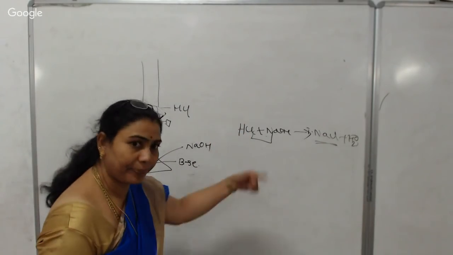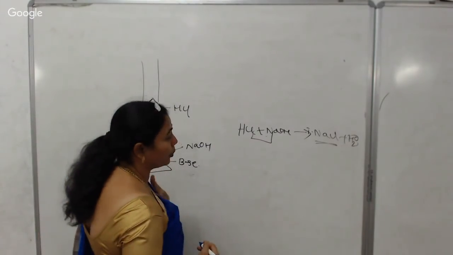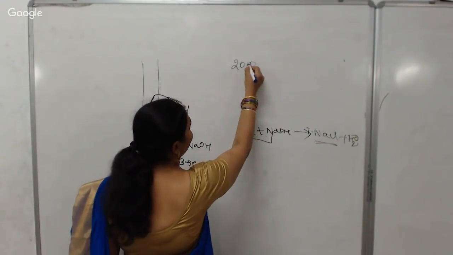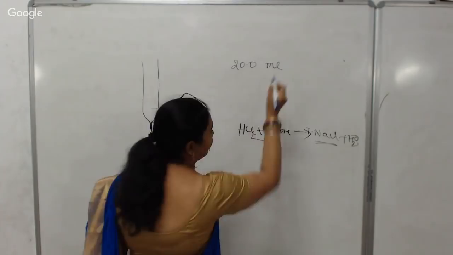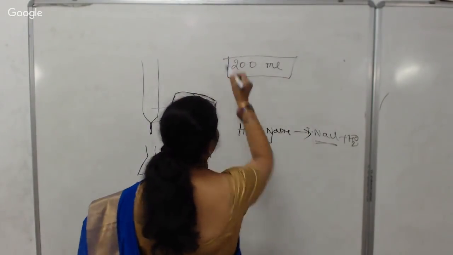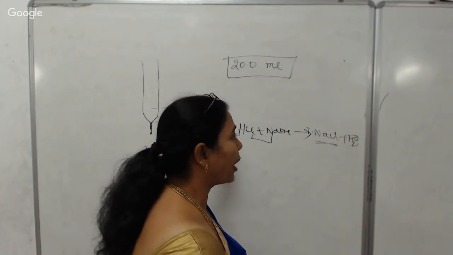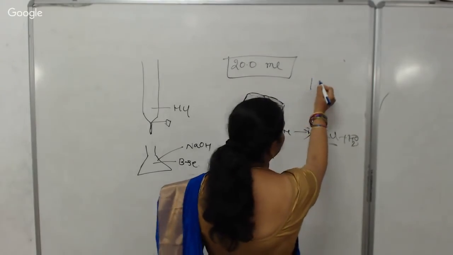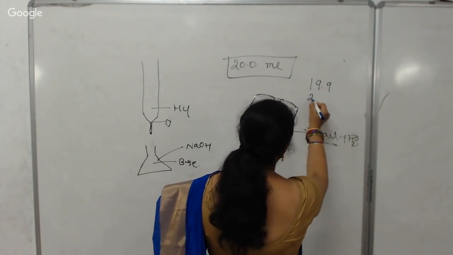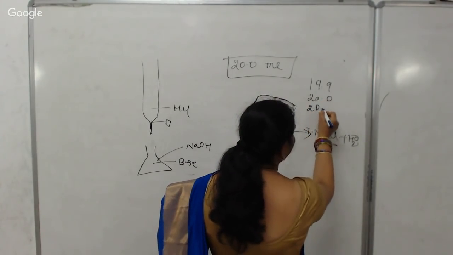So immediately you have to stop, and that particular point we will call the end point. So for example, whenever I am doing the titration, the end point is exactly 20 ml, 20.0 ml I got. Okay, so this is the true value. But when you are doing the experiment, you will get exactly 19.9 ml, and second time you are getting 20 ml, and next time you are getting 20.1 ml.